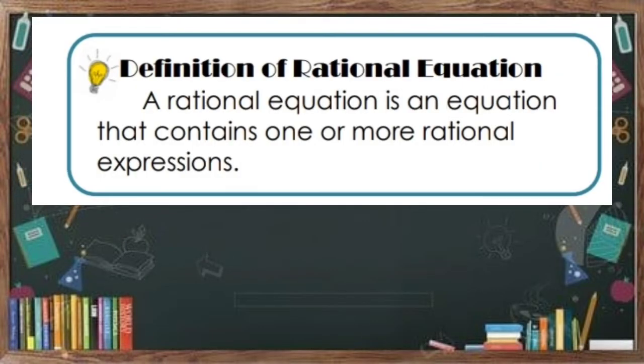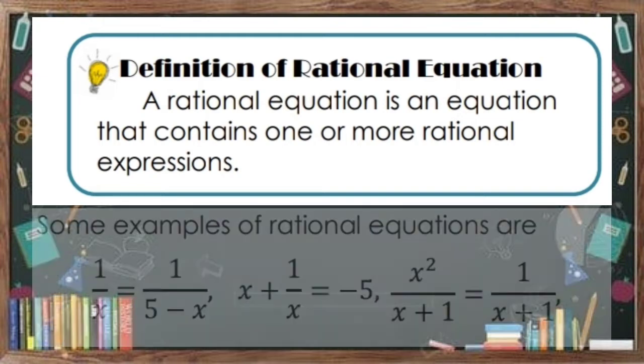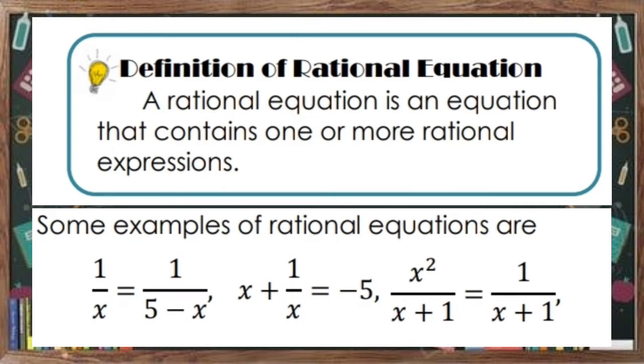Now, let us define what is a rational equation. Okay, so a rational equation is an equation that contains one or more rational expressions. So, here are some examples of rational equations. 1 over x equals 1 over 5 minus x. x plus 1 over x equals negative 5. And x squared over x plus 1 equals 1 over x plus 1. Okay, so each equation contains one or more rational expressions.